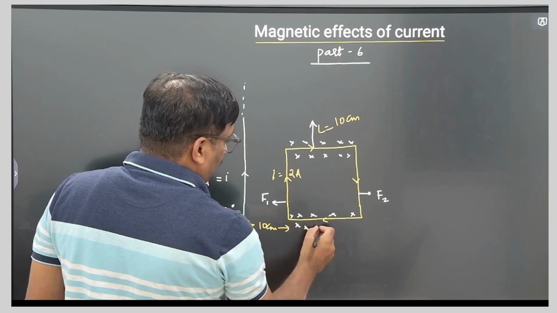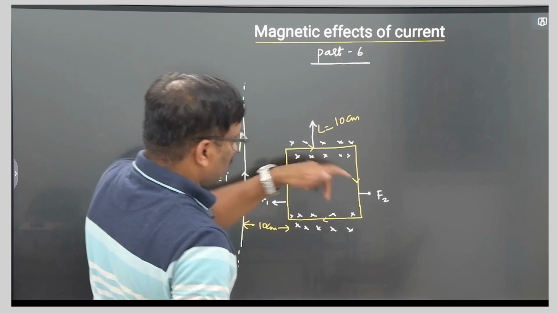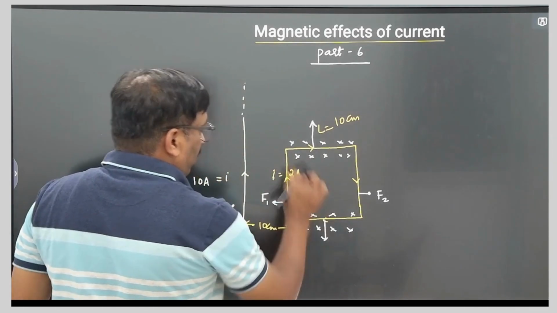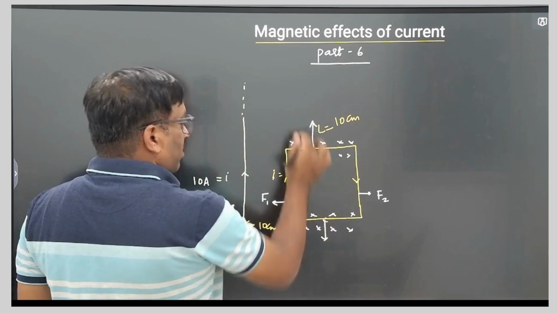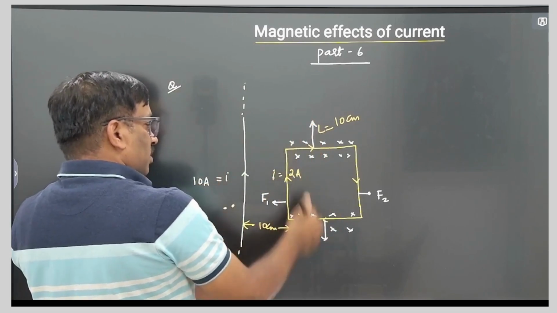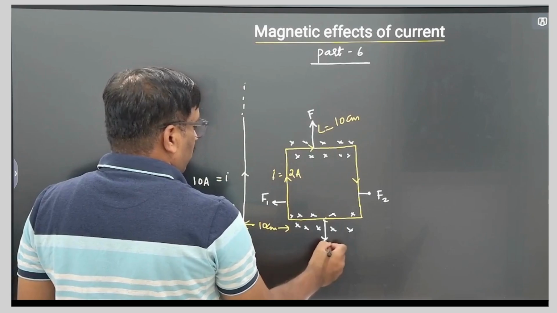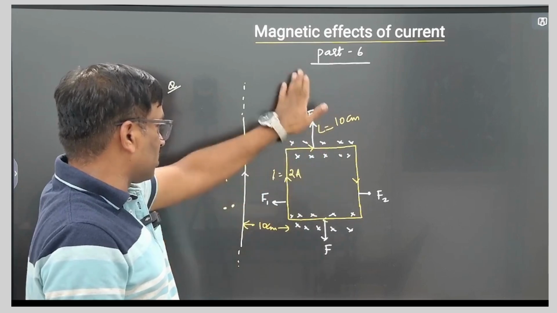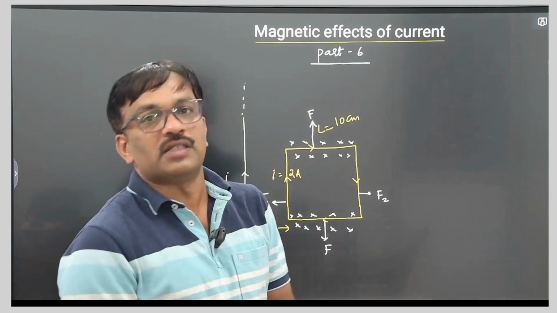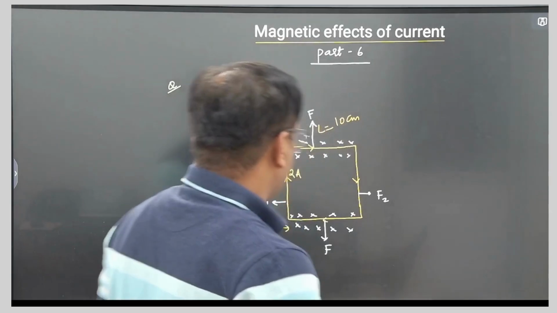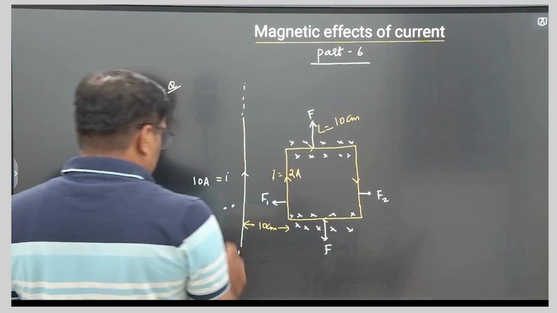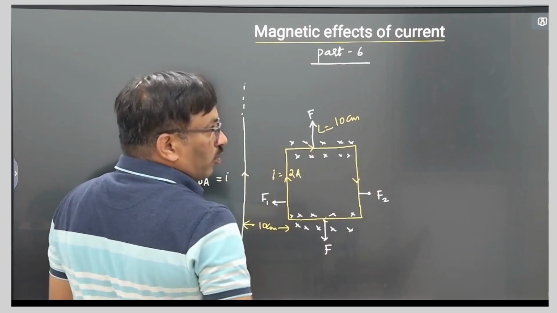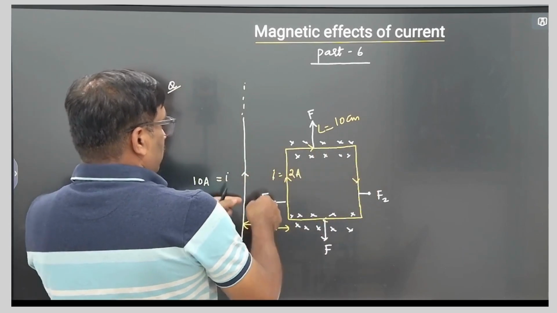Here also the current is like this and the magnetic field is like this. The same magnetic field distribution, the same current, and the same distance from the wire, so the upward force and downward force are equal and opposite. The net force along this direction will be 0. So the coil will move either this side or this side. Which force is greater? F1 will be greater.